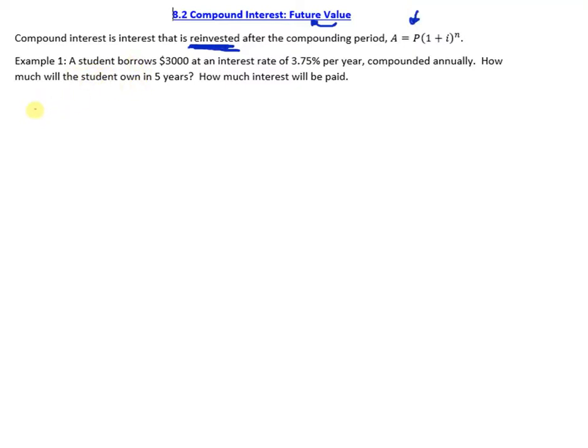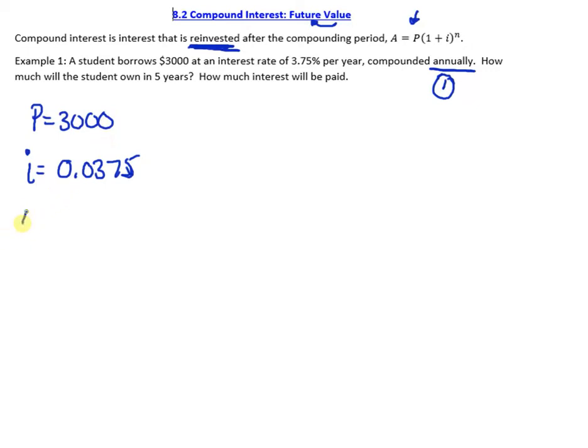Okay, so let's take a look at this. A student borrows, so let's do principal equals $3,000 at an interest rate, and for compound interest, we actually call it i this time. So at an interest rate of 3.75% per year. Remember, every single time we have a percentage, we must convert it into a decimal so that we can work with it. And this is compounded annually. So this is easy. Annually is once a year. We're going to take a look at equations and situations where it's more than once a year. They get a little bit more complicated, but not too bad. How much will the student owe in 5 years?